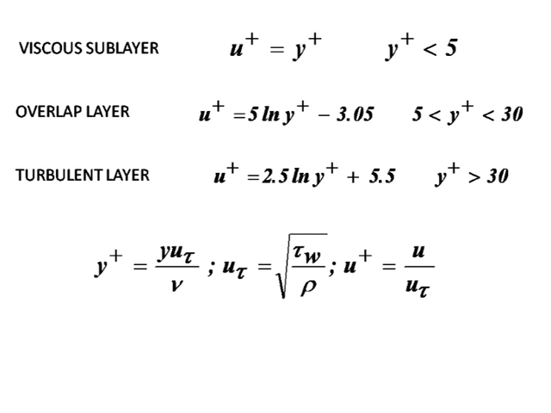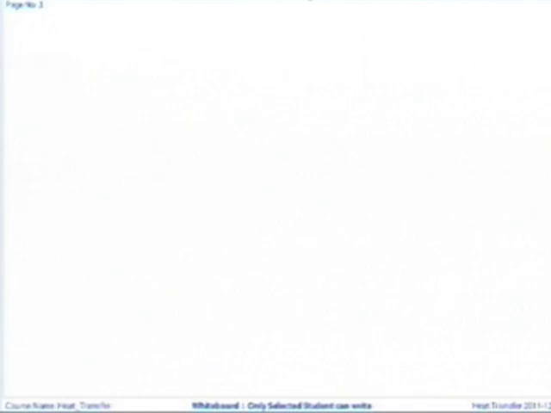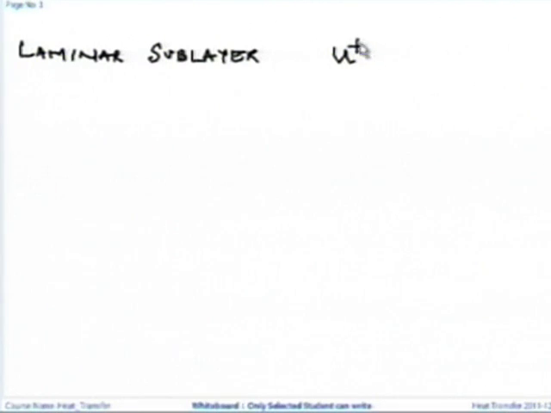Now, there is something called the universal law. This I would be reminding you when I go to what is called internal flows. Let me write this. So, what am I saying? In the viscous sublayer, I want all of you to write along with me. In the laminar sublayer or viscous sublayer, u plus is equal to y plus. I will tell you in a minute what is u plus and what is y plus.